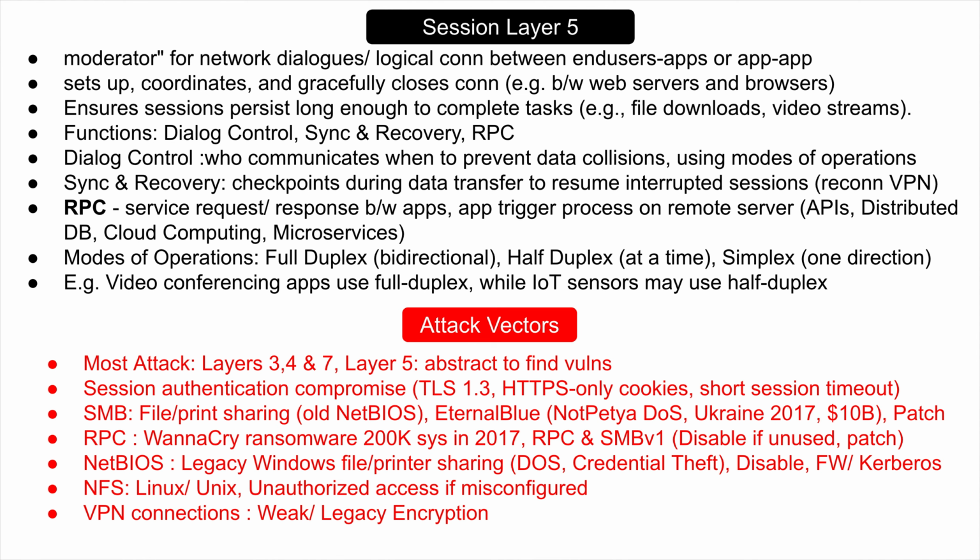Then there are certain attacks related to the session layer on VPN connections, where you are using legacy or weak encryption protocols. For example, SSL, Secure Socket Layer, and its new version is TLS, Transport Layer Security. SSL is vulnerable, and also the early versions of TLS, that is TLS 1.1 and 1.2. So you have to use TLS 1.3.